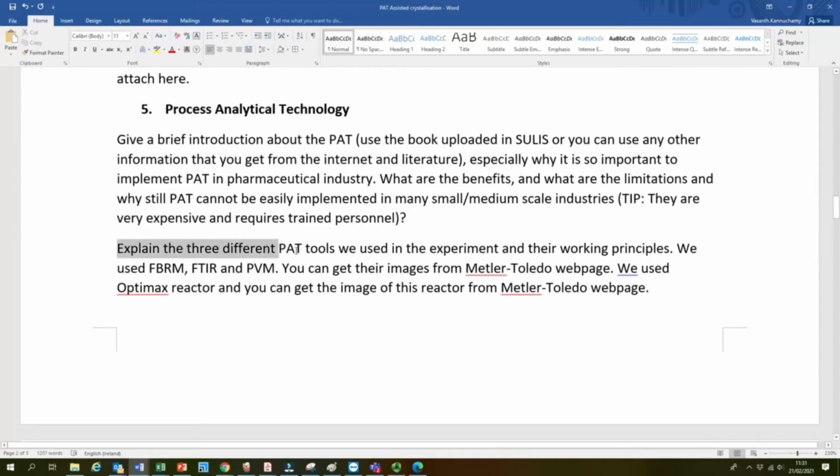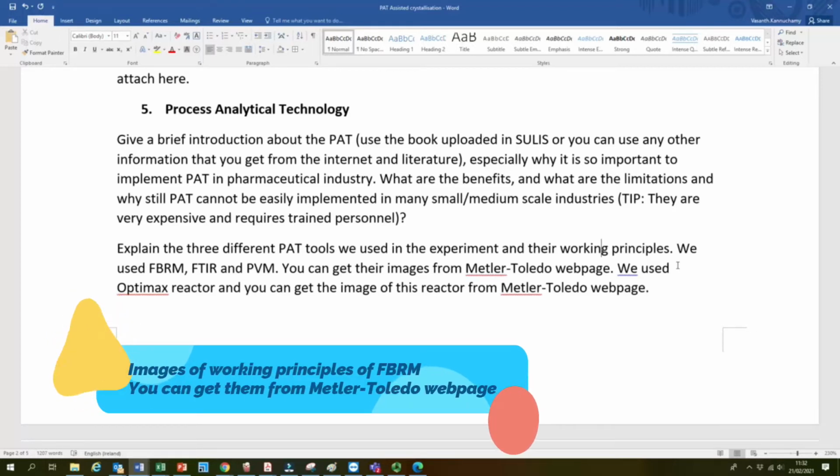And also explain the 3 different PAT tools you used and include their working principles. If you want to add an image for everything, like when you talk about FBRM, what we are measuring is a chord length distribution. It's not a particle size distribution. I already explained this in part 5a. So what you can do is download some of the images, which you can get very easily, and then explain the working principles of FBRM.